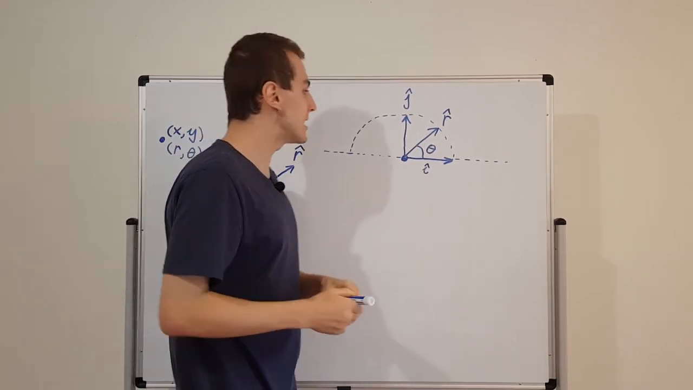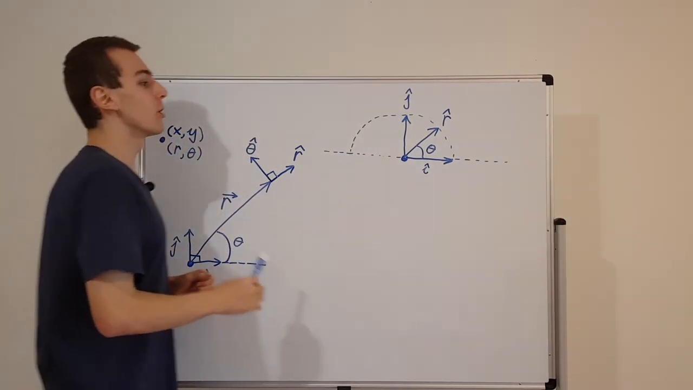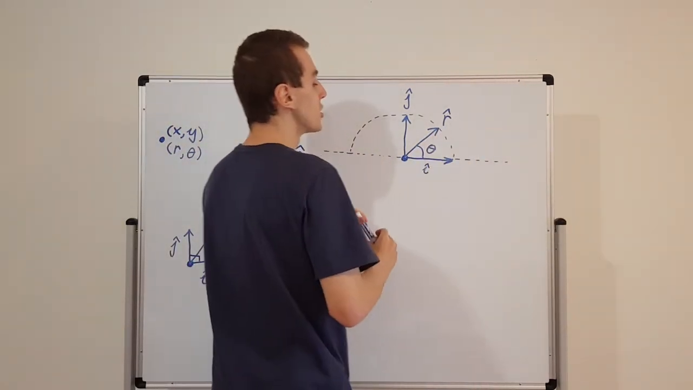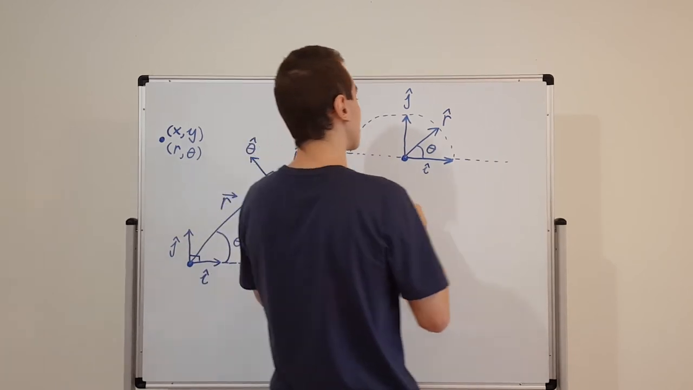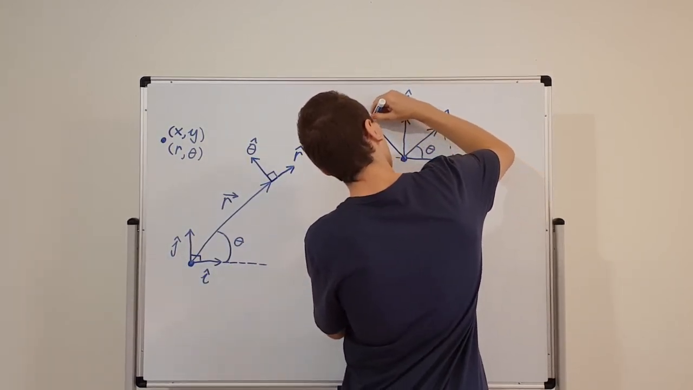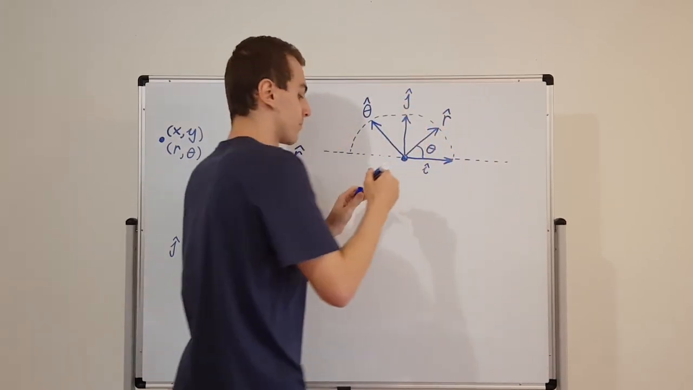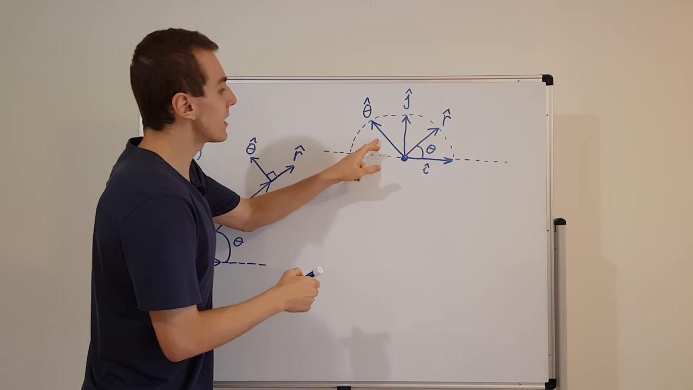And where is theta hat going to be? Where is the unit vector in the tangential direction going to be? Well, it has to be perpendicular to this one, so it needs to point in this direction. So I'll try and draw that as perpendicular as possible on this whiteboard. So here we go. This is theta hat. So theta hat is this unit vector over here.